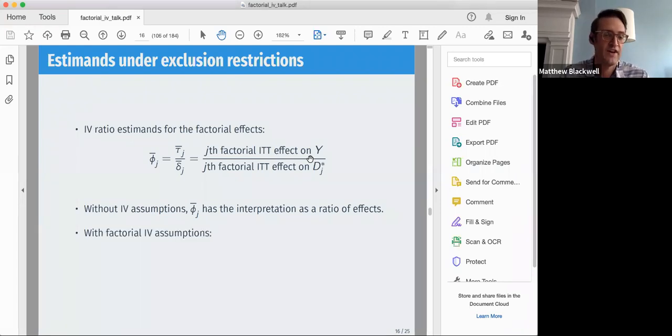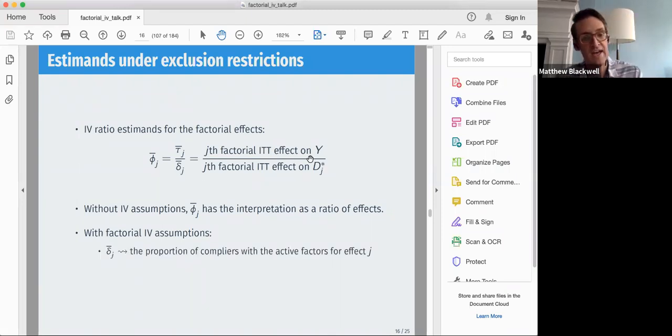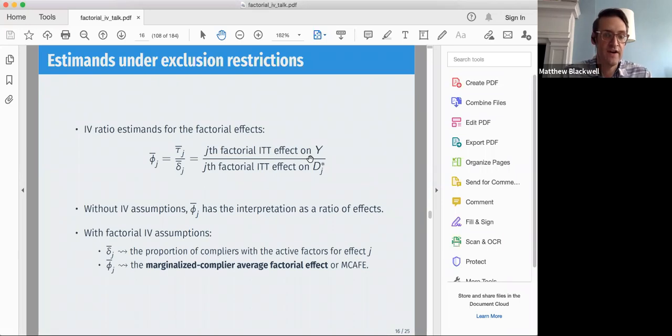But with the factorial IV assumptions that I brought up earlier, this delta sub j is going to be equal to the proportion of compliers with the active factors for effect j, again, marginalizing over the inactive factors, regardless of their compliance status on the other things. And the phi sub j, this ratio of these two, is what we call the marginalized complier average factorial effect, or MCAFE. And this is going to be the average factorial effect among people that comply with all of the active factors, again marginalizing over their compliance status on other factors.